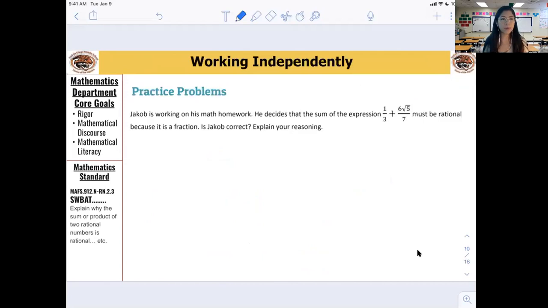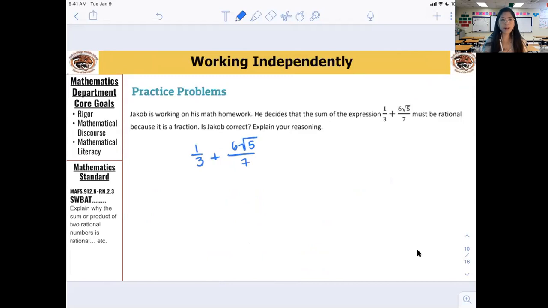All right, Jacob is working on his math homework. He decides that the sum of the expression 1/3 plus 6 root 5 over 7 must be rational because it is a fraction. Is Jacob correct? So, 1/3 plus 6 root 5 over 7.